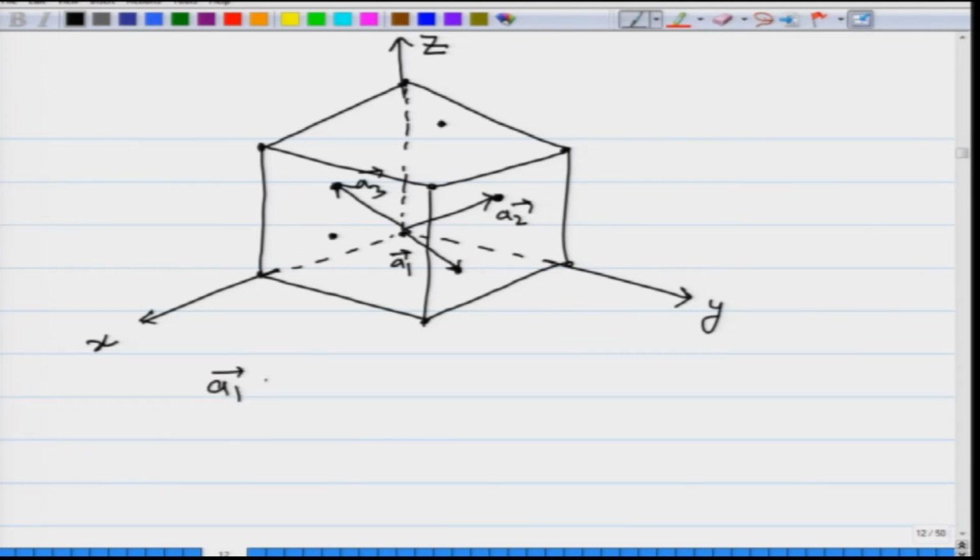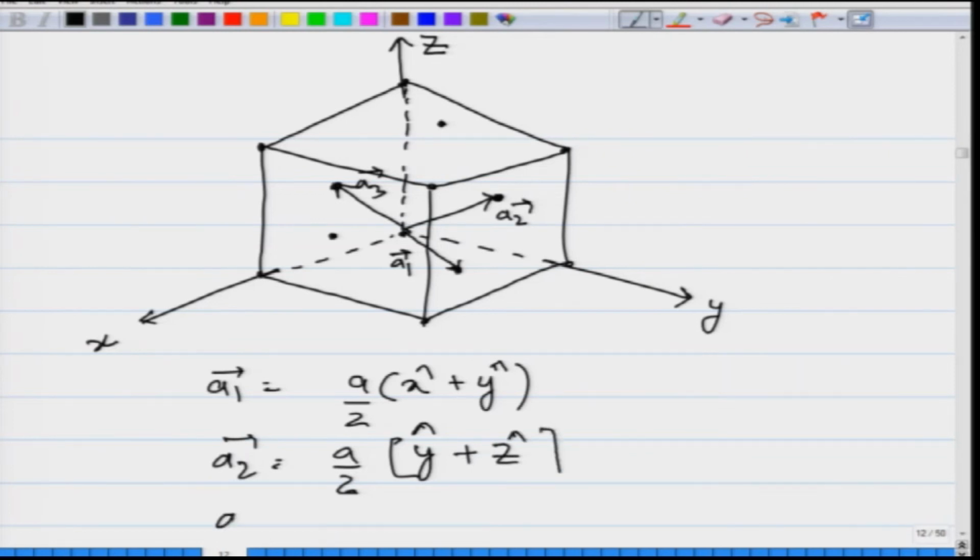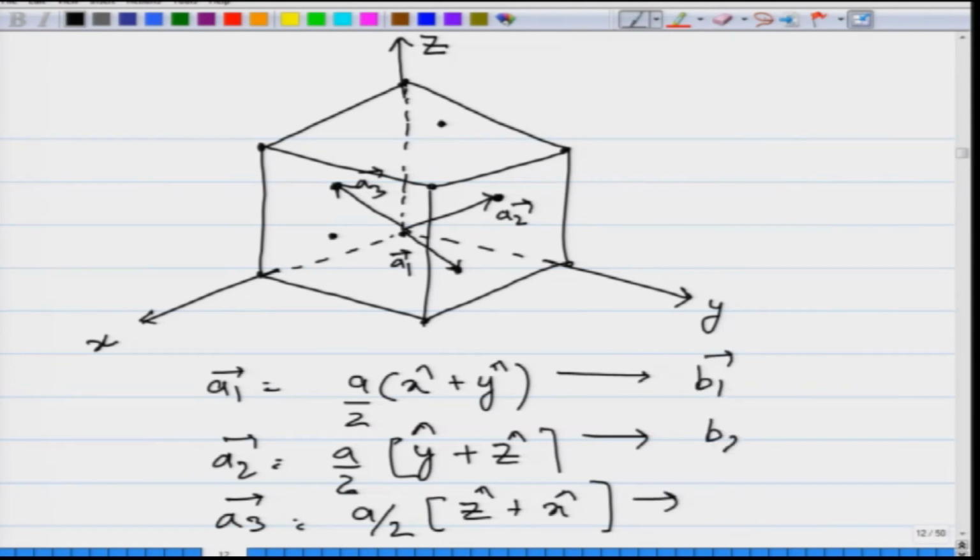So, A1 equals A by 2 (x cap plus y cap). A2 equals A by 2 (y cap plus z cap), and A3 equals A by 2 (z cap plus x cap). Now, the next problem here is the calculation of the primitive reciprocal lattice vectors for the FCC lattice. If I substitute these values of A1, A2 and A3 in the expressions for the B1, B2 and B3 vectors, we get these three vectors.